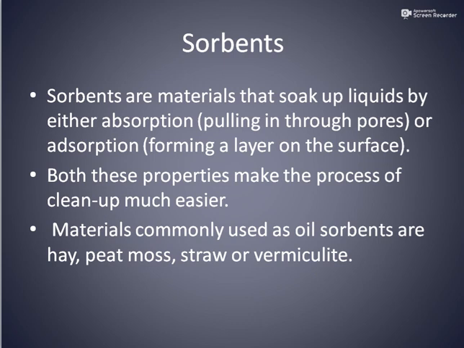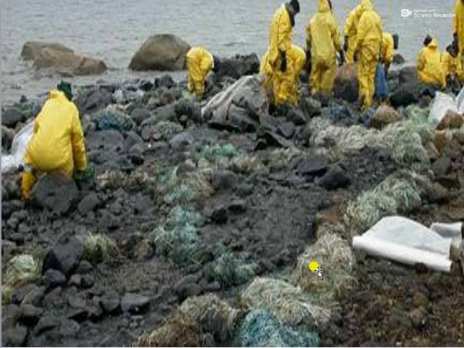And you can use different things, for example, hay, peat moss, straw, vermiculite. These are all sorbents which can be used. Now, these are some pictures. You cannot use it in the water bodies, but on the shores, probably you can use these sorbents to absorb the oil.